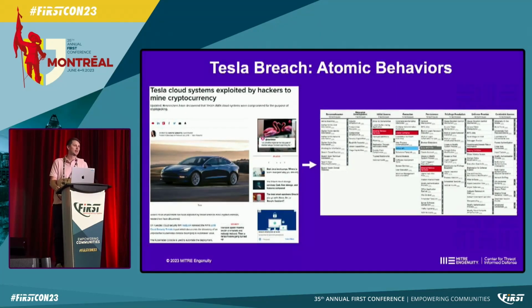The key idea behind Attack Flow is we typically think about adversary behaviors in isolation. So for example, you can see here public reporting about a Tesla breach. What we might do is go through this and identify the specific behaviors we saw. You might even use a common lexicon like ATT&CK to identify those behaviors. But then what do you do with that list?